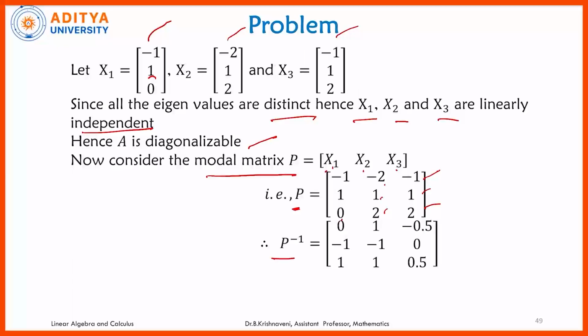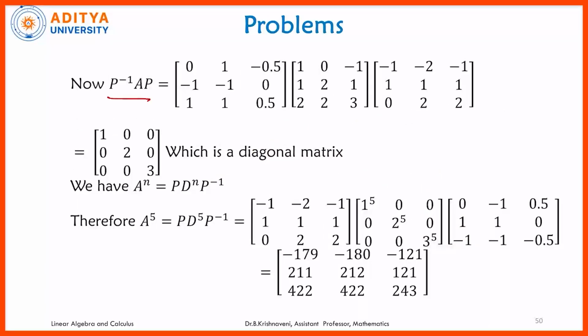We need P inverse also. So, the inverse of the matrix P is given by P inverse, and that is equal to [0, 1, minus 0.5; minus 1, minus 1, 0; 1, 1, 0]. So, now do P inverse A P. Substitute P inverse, the given matrix A and P. On doing this multiplication, we got a diagonal matrix in which the diagonal elements are the eigenvalues. So, therefore, by means of a similarity transformation, you are able to diagonalize the given matrix into a diagonal matrix.